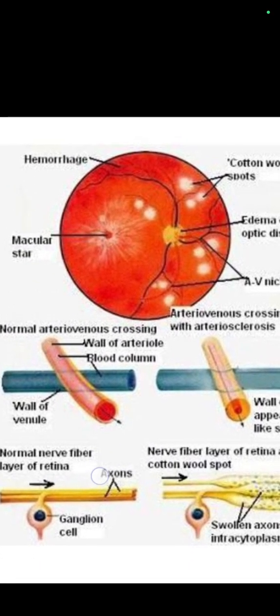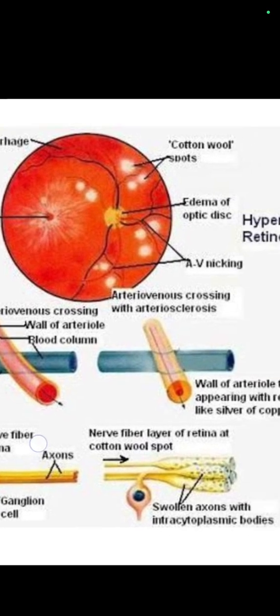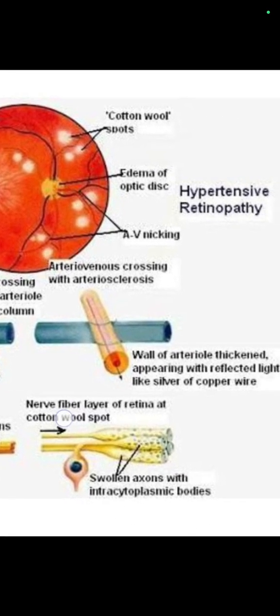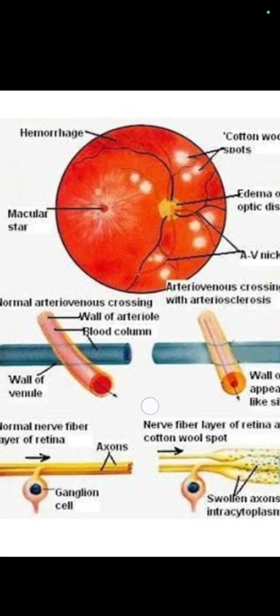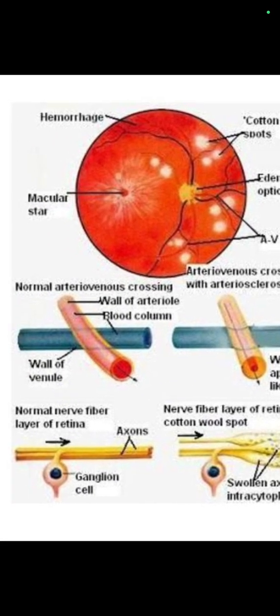Okay, see here, hemorrhages are there, there are cotton wool spots, there is edema of the optic disc, AV nicking. What is AV nicking? I'll tell you later. Then there is macular star, that is there is retinal exudation, especially in the macular area, giving rise to the star-like appearance at the macula.